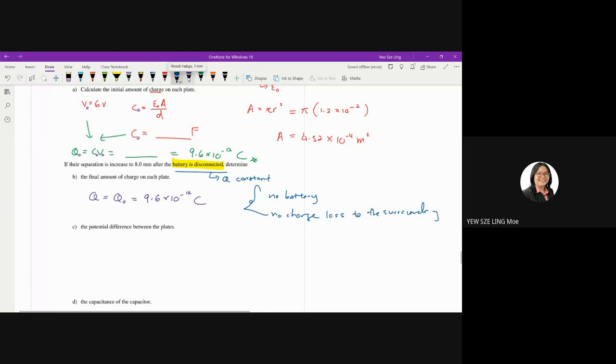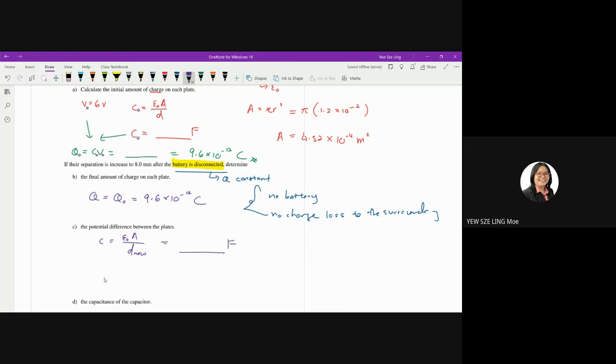You need to calculate the new C. So C is still equal to epsilon naught A over d, but now you have a d new. You increase the distance from 2.5 mm to 8 mm. So you calculate the new separation, you calculate the new C, and then you obtain a new capacitance.